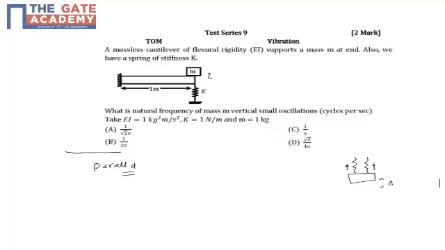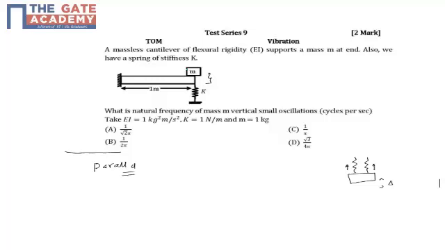Whatever the mass is deflected, we can say the deflection at the tip of the beam will be the same as the deflection of the spring. So for both systems the deflection is the same, and the total load, the weight of the block mg, will be carried by the spring as well as by the beam. So the load will be distributed.